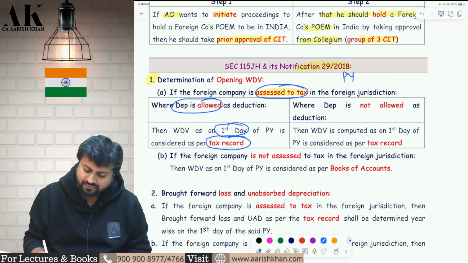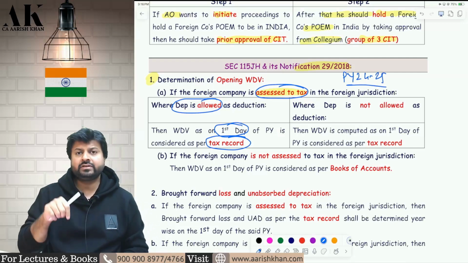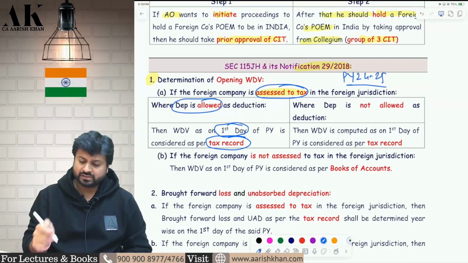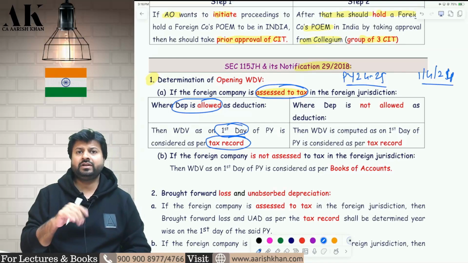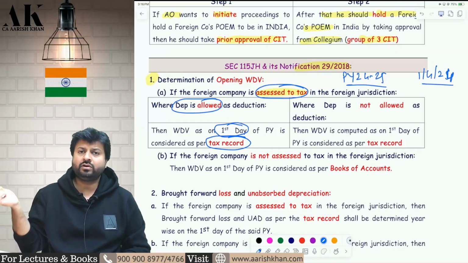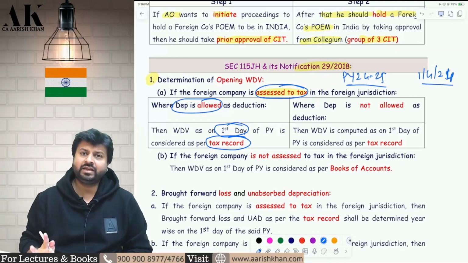For example, this is previous year 24-25. This is the year in which the company became resident as per POEM for the first time. This is the first year of residential status because of POEM. So the WDV as per the tax record on 1/4/2024 will become the WDV in India in the current year.